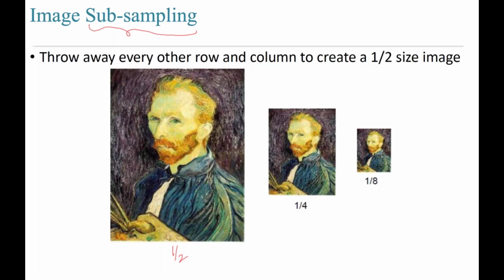From this, if you remove every alternate row and every alternate column, then your image will become 1/4. From this, if you remove every alternate row and every alternate column, your image will become 1/8. Now, if I zoom this to the size of this, this is how it appears.